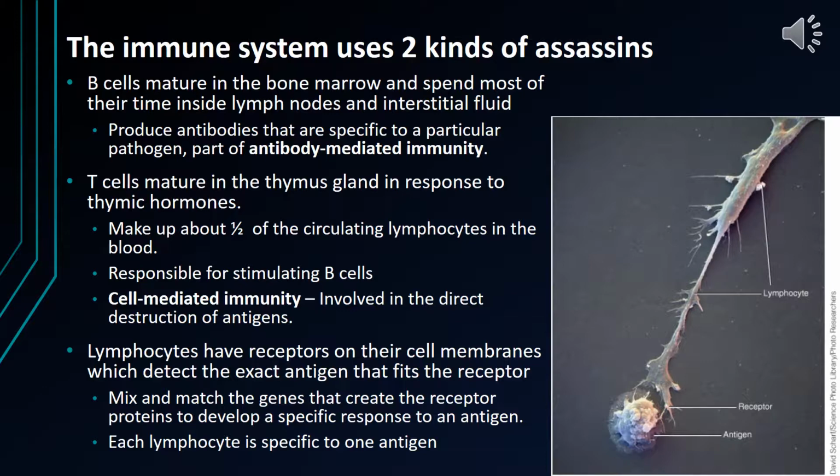All lymphocytes have receptors on their cell membranes which detect the exact antigen that fits the receptor. And they can mix and match the genes used to create the receptor proteins to develop a specific protein for that antigen. Each of these lymphocytes is specific to only one type of antigen, and that's what allows us to deal with so many types of invading pathogens. But anyway, at your right you can see a lymphocyte. It doesn't say what kind, attacking an antigen or disease-causing particle or cell.